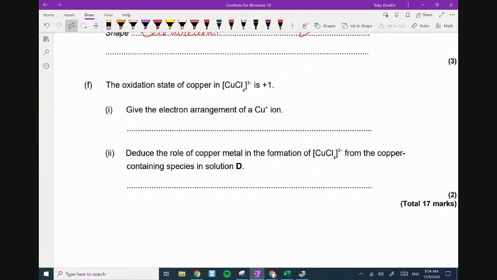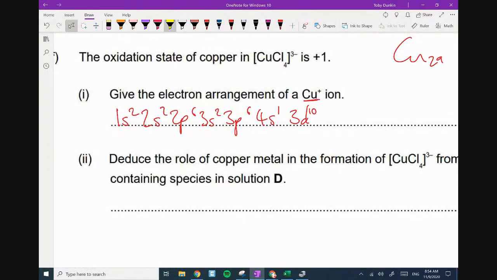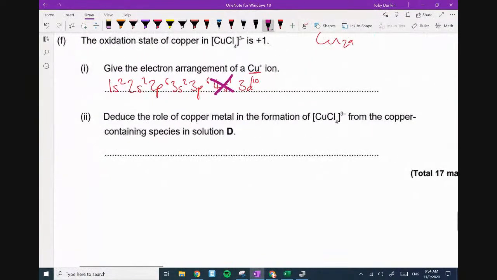The oxidation state of copper in this is +1. Give the electron arrangement for copper 1+. Let's do copper normally. Element copper is number 29. So its full config is 1s2, 2s2, 2p6, back to the beginning, 3s2, skip over to the p block, 3p6, back to the beginning, 4s2, 3d9 is expected. That's not correct, though. So with copper, we have the promotion. Yeah, so we have 4s1, 3d10. There's copper metal. And then we go for copper 1+, and you remove the 4s1. So there's my final answer: 3p6, 3d10.